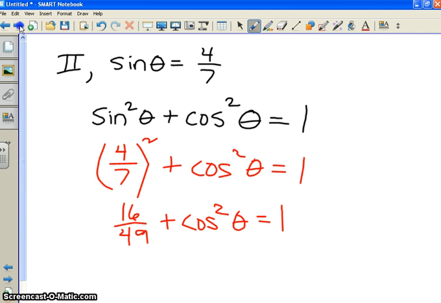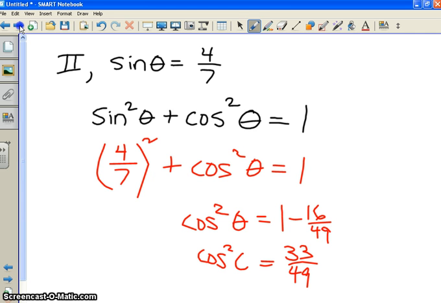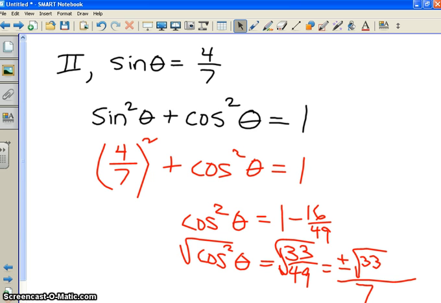I'll subtract 16/49 from both sides. 49/49 minus 16/49 is going to be 33/49. And that's how much cos squared is. So to get rid of the square, I'll take the square root. And that'll give me plus or minus the square root of 33 over the square root of 49, which is technically plain old 7. So now I have to decide, is it plus or is it minus?